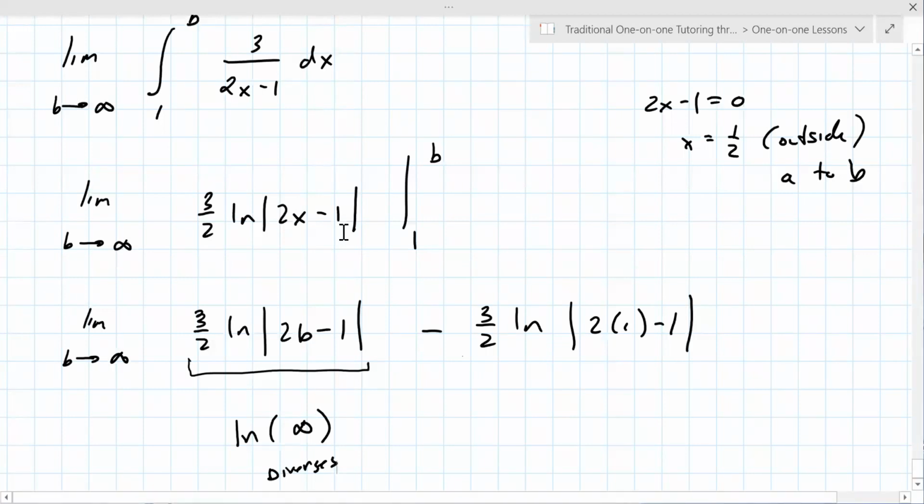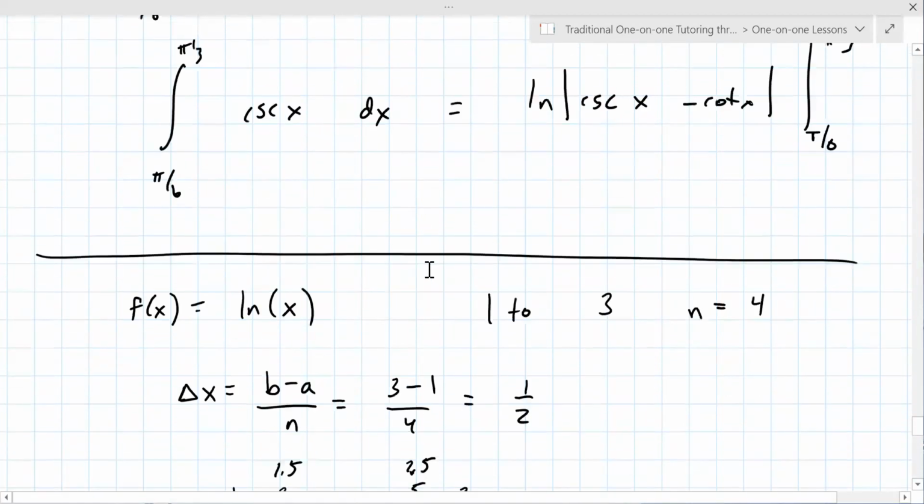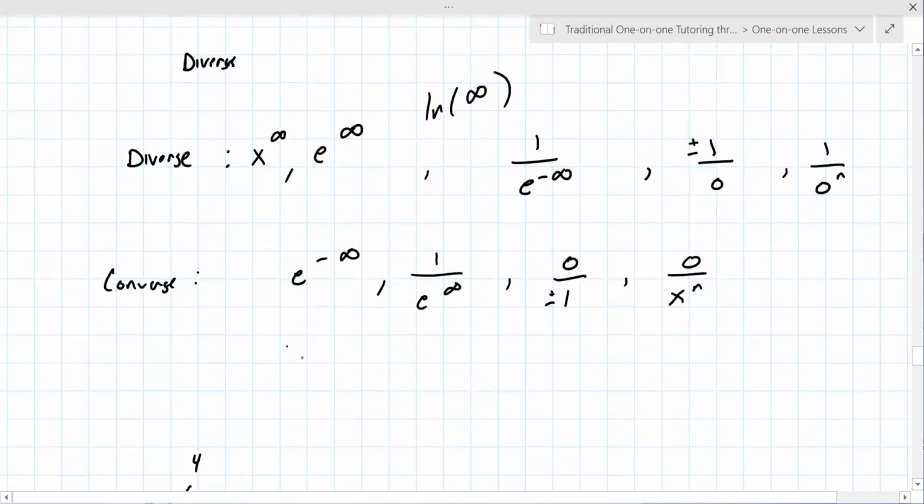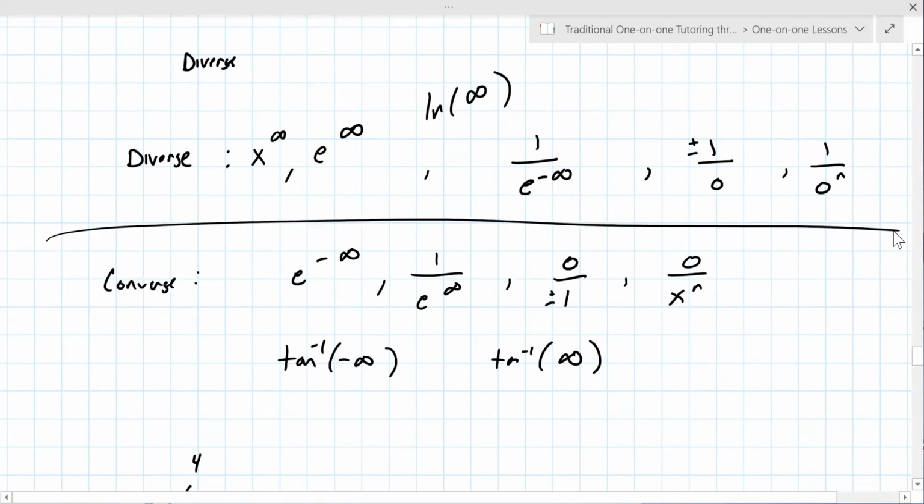All right, I guess I can add to that list here. This is really an obscure case, but I'll throw it in there. The arctangent of negative infinity and arctangent of positive infinity. These also do converge. This one's minus pi over 2, and this is positive pi over 2.